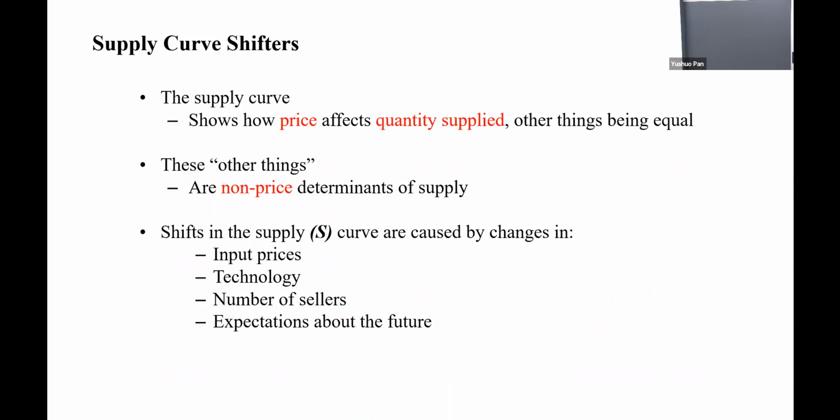This last part is very important, and again, that's the determinants. As with the demand curve, we also have determinants for the supply curve. The supply curve shows how price affects quantity supplied, other things being equal, and the other things are non-price determinants. For the demand curve, we have 5 non-price determinants, but for the supply curve, we only have 4. The first one is input prices, second, technology, third, number of sellers, fourth, expectations about the future.